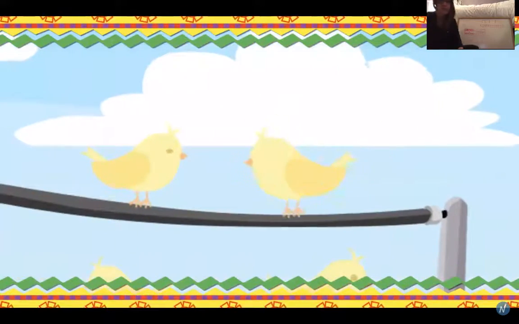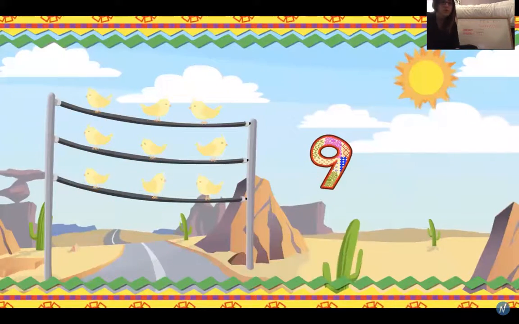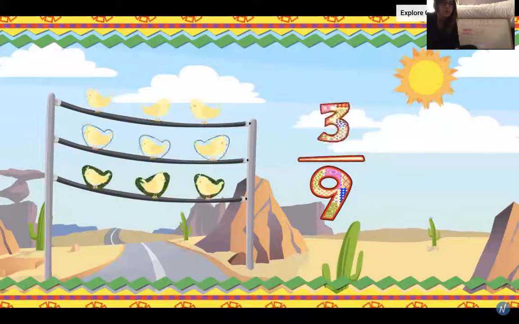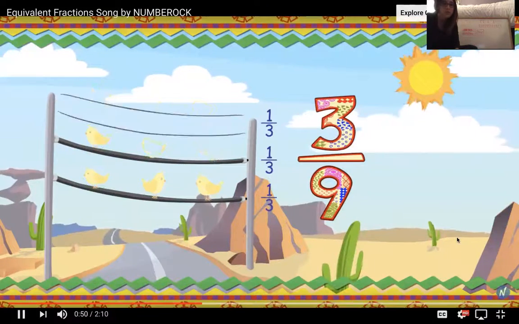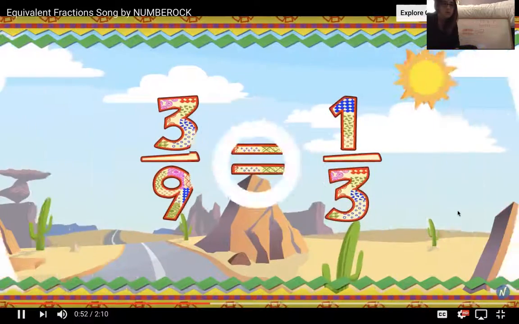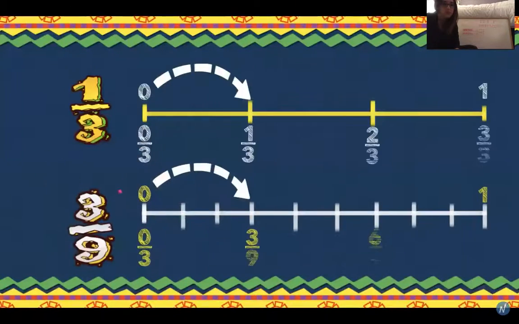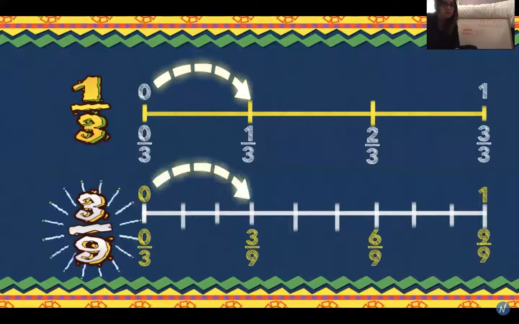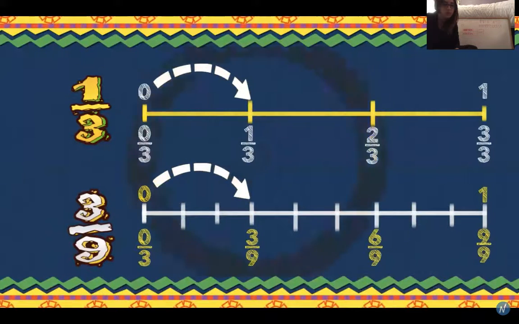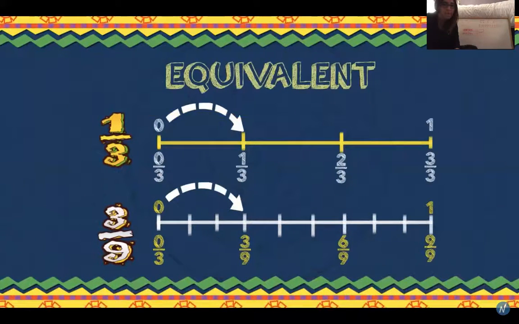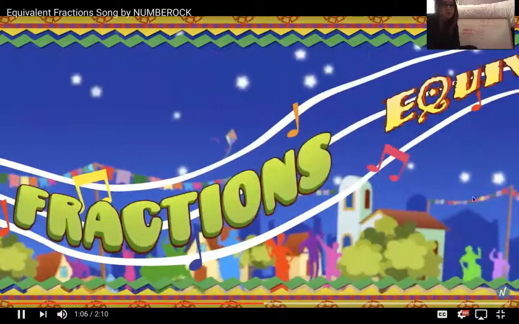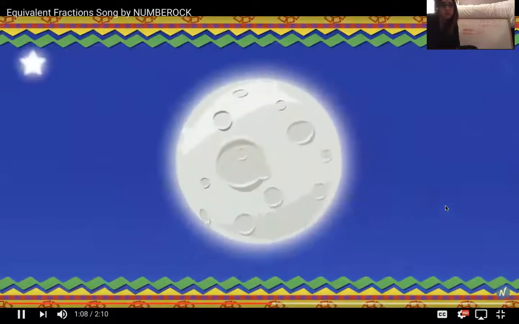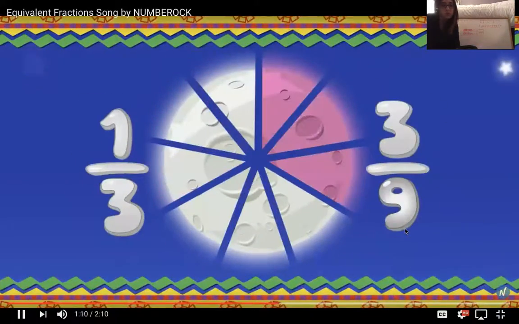Once upon a time, there were 9 canaries on telephone wires sitting down in 3s. Each wire contained 1/3 of the bird, so 3 9s is equivalent to 1/3. Drawing 1/3 and 3 9s on a number line shows 1/3 equals 3 parts out of 9. Therefore, equivalent is the word that describes 3 9s and 1/3. Equivalent fractions is the name of fractions whose values are the same.